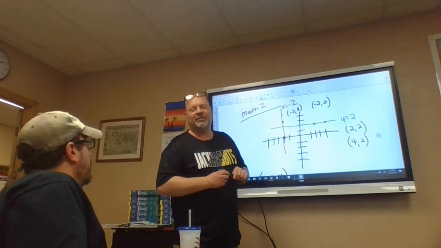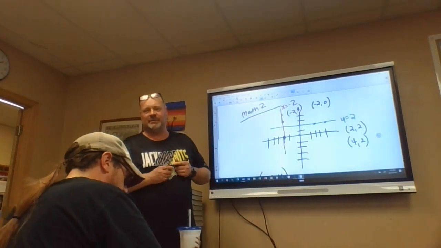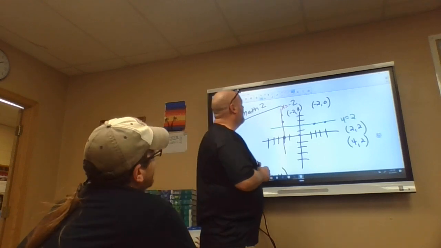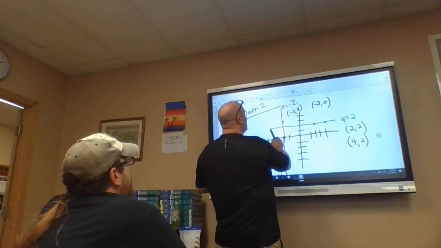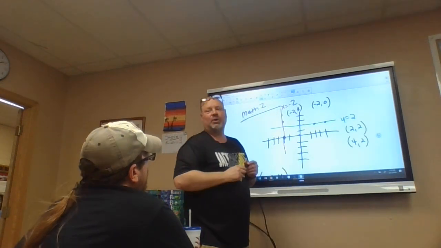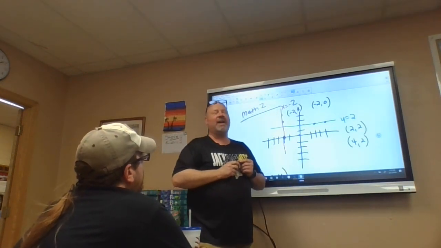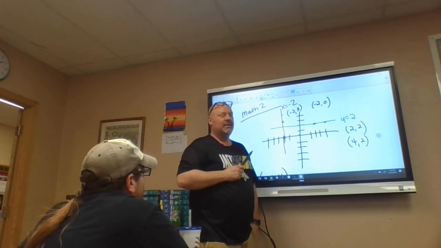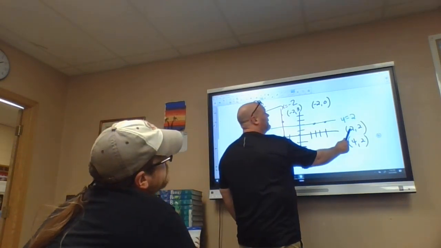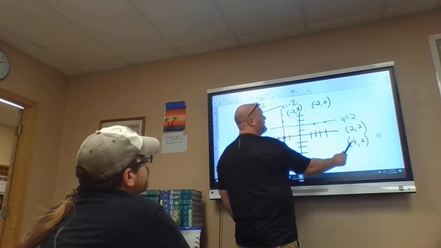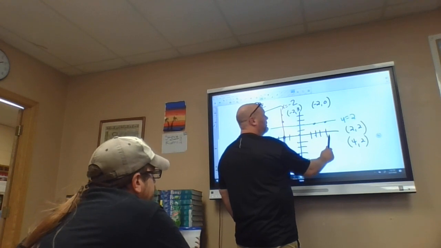Next class, Math 2. All right. Yesterday, we plotted points. If I have a line that goes across the y-axis right here at 2, every time your y will be at 2 on that axis, right? So if my x is 2, my y is always going to be 2. If my x is 4, my y is going to be 2.